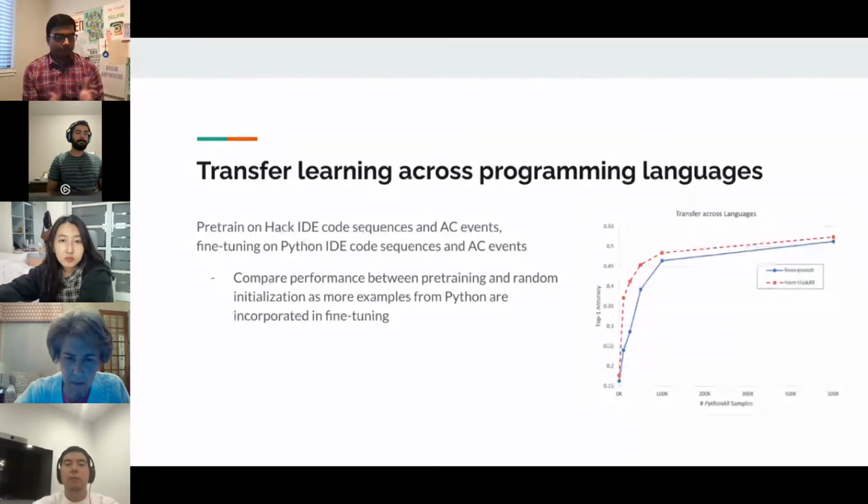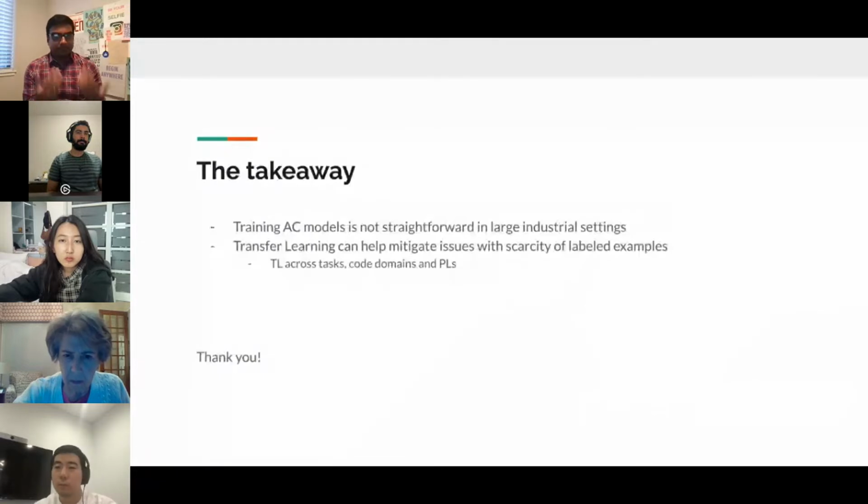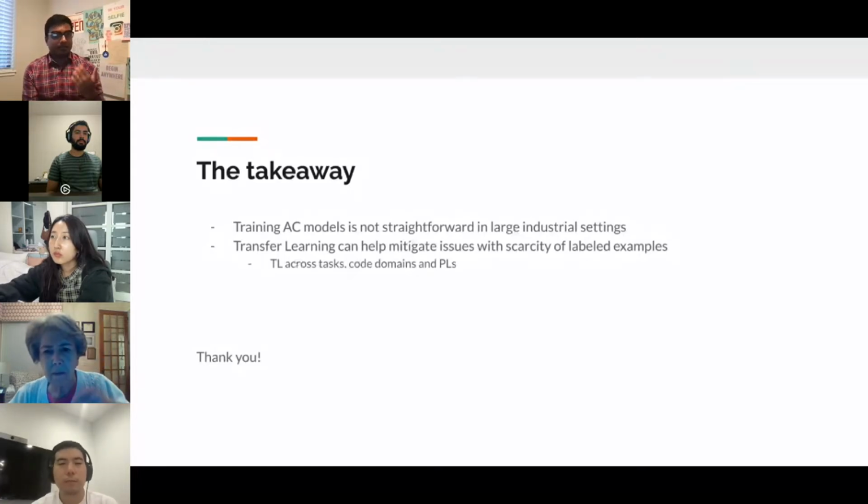So the takeaway from this work is that training and deploying these kinds of auto-completion models in a large industrial setting is not straightforward because of all the reasons that I mentioned. And transfer learning, which is a very inherent property of these language models, can help mitigate the issues with the scarcity of labeled examples that are available for auto-completion. And we explored three dimensions across which transfer learning can help: across the learning task, across source code domain, and across programming languages. Thank you.